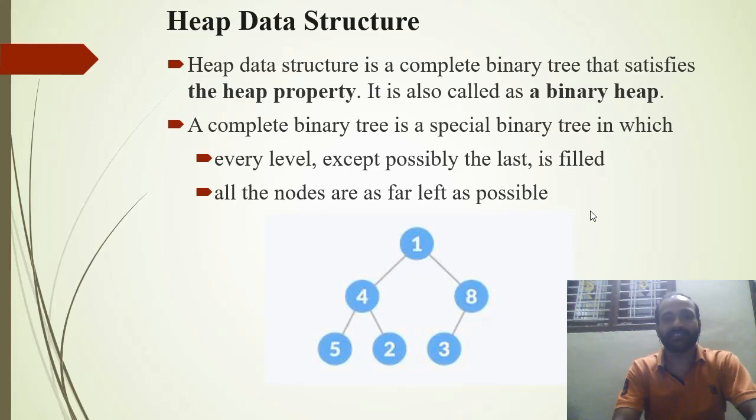So heap data structure is nothing but a binary tree that should be a complete binary tree that satisfies the heap property. It is also called a binary heap. The name itself says it follows the binary tree concept. So in that case it should follow the complete binary tree. So here you should focus on the complete binary tree also.